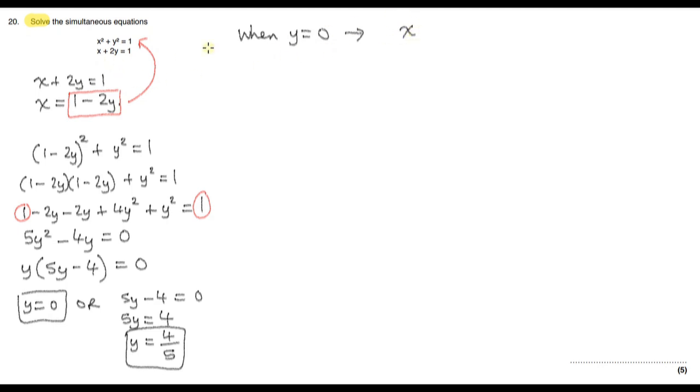So when y equals 0, we're going to have x plus 2y, so x plus 2 times 0, is equal to 1. So obviously 2 times 0 is just 0. So it'd be x plus 0 equals 1, or just x is equal to 1. Okay, now let's work out when y is equal to 4/5.